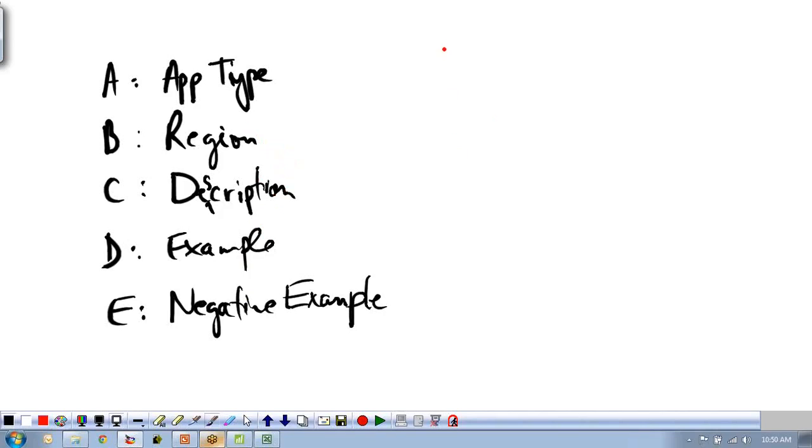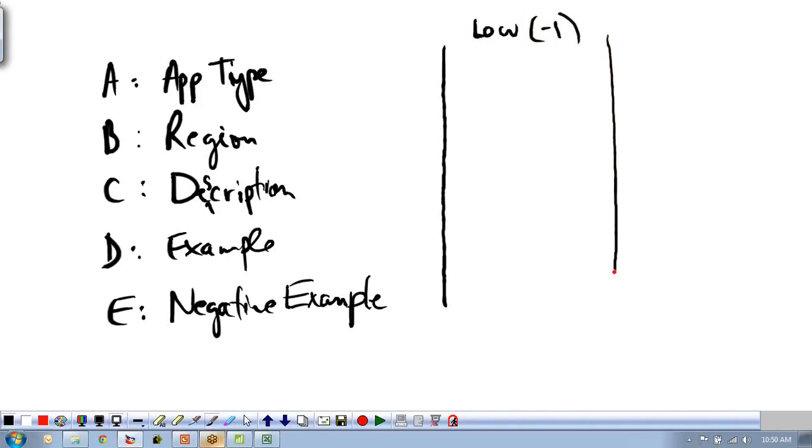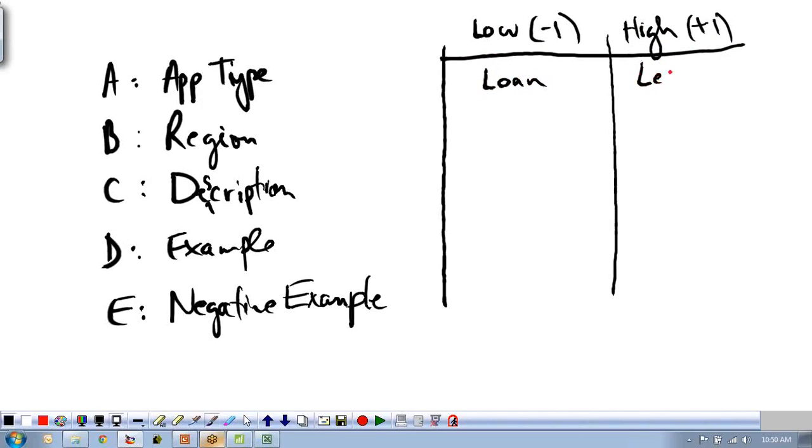So in any way, for each one of these factors, they set up two levels. We'll call the level low, and we'll assign a -1 to that, and we'll call the high +1. Now, it wasn't completely arbitrary, but we can talk about what these different things were. So in this case, the low was loan, and the high was lease.